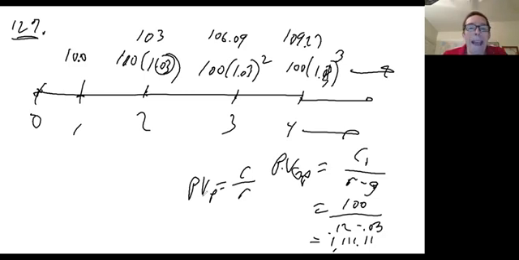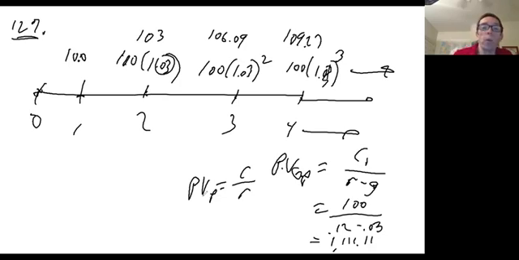So we now know how to do the present value of a growing perpetuity. How do you do the present value of a growing annuity? Well, a growing annuity works just like a growing perpetuity, except it stops at some point in time.